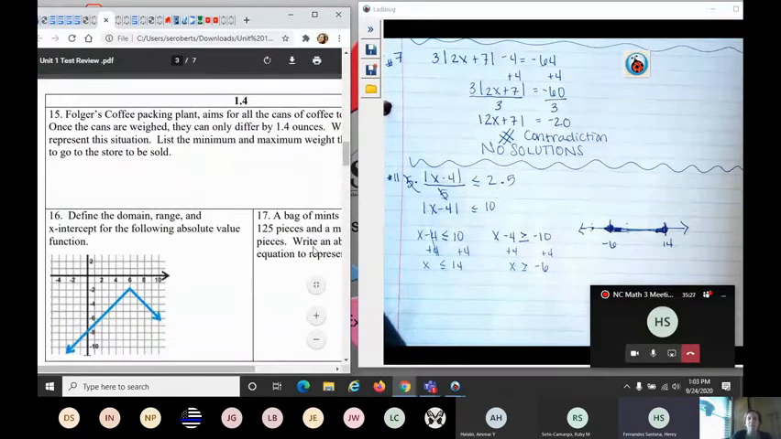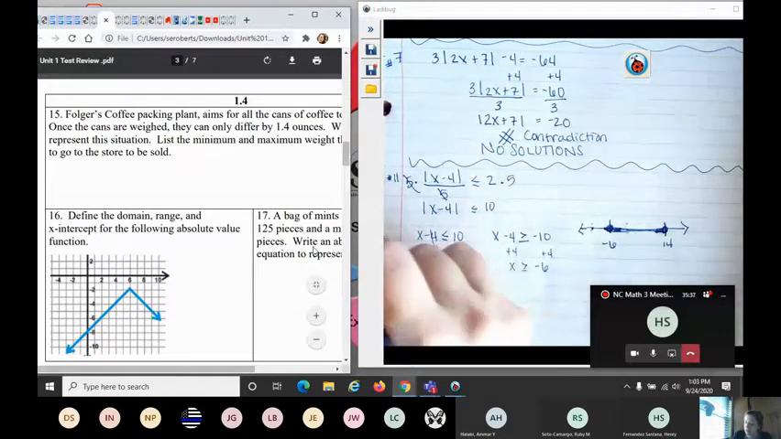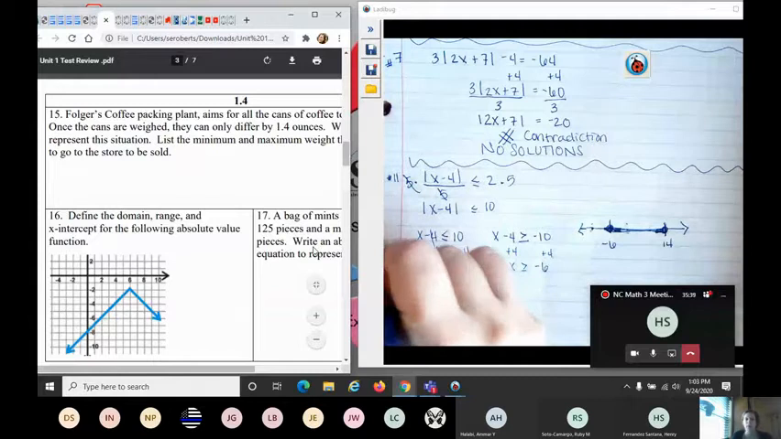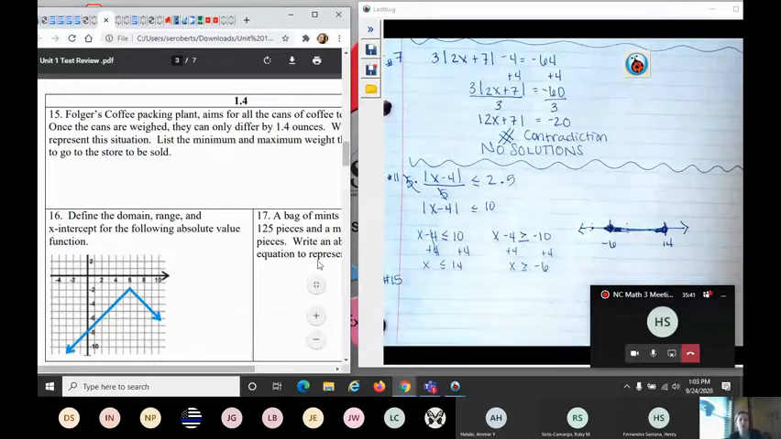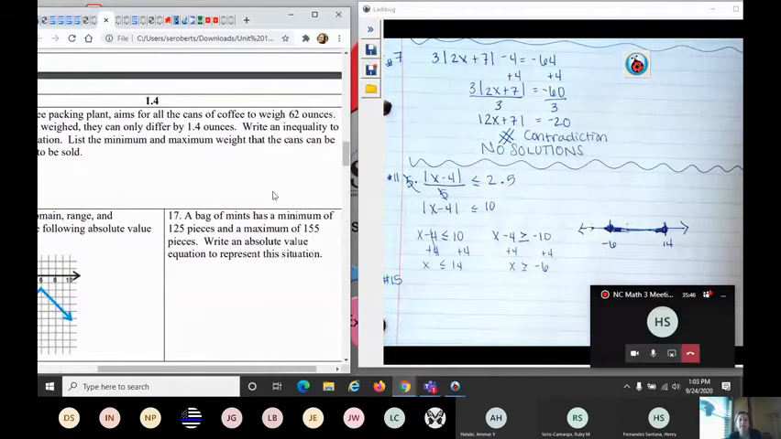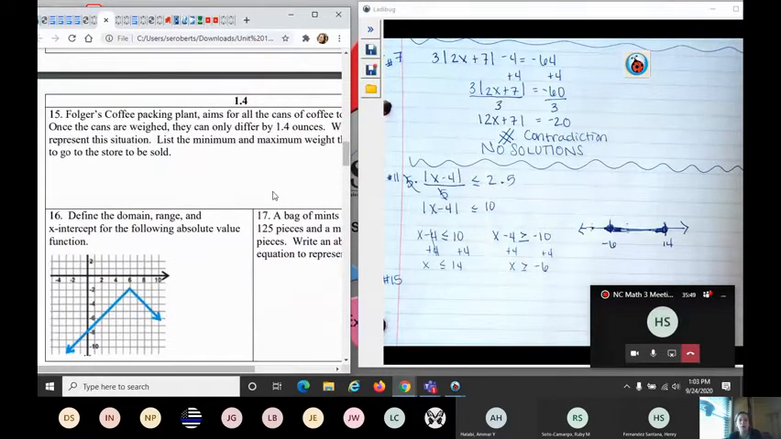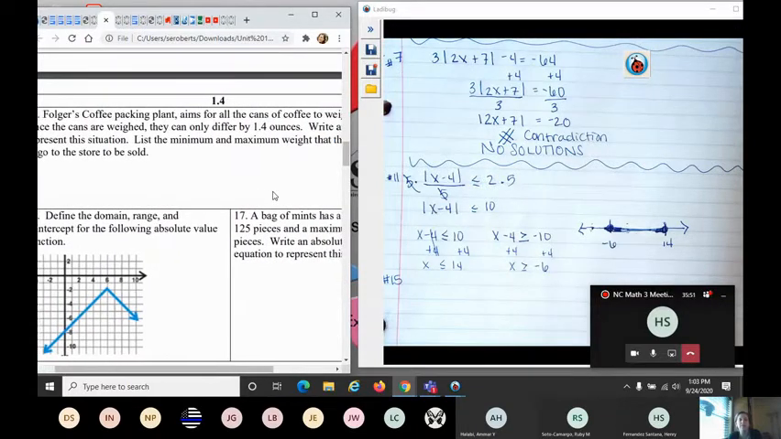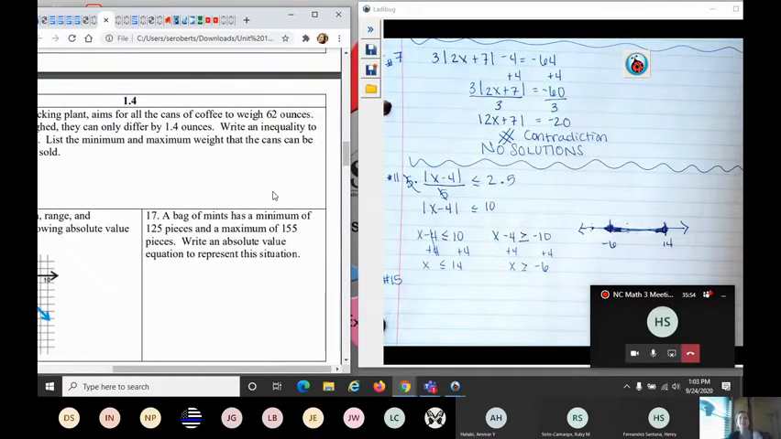Okay, so 1.4 is our applications of absolute value functions. I want to go ahead and do 15 together because in 15 there's a typo that I want to fix. In number 15, it says Folgers Coffee Packing Plant aims for all the cans of coffee to weigh 62 ounces. Once the cans are weighed, they can only differ by 1.4 ounces. Then it says write an inequality. This needs to be an equation, not an inequality. So we're writing an equation.